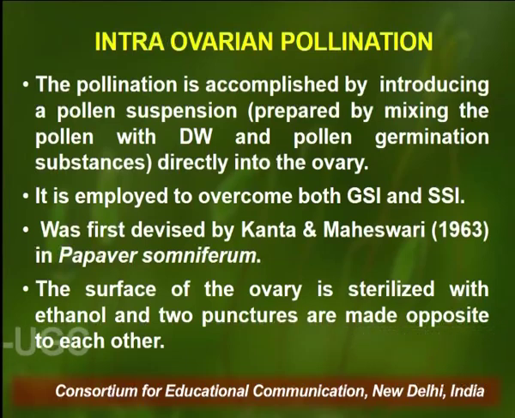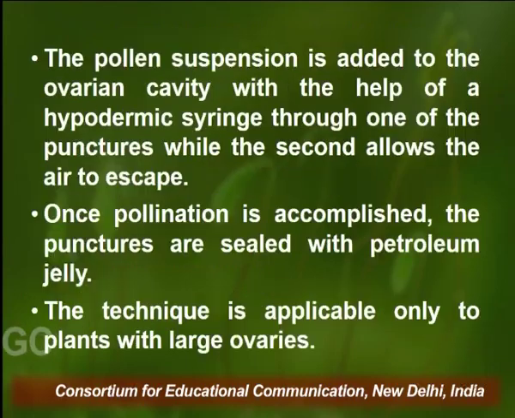So they are directly poured into the ovary, and this method was devised by Kanta and Maheshwari in 1963 in Papaver somniferum. First of all, the surface of the ovary is sterilized with ethanol and two punctures are made opposite to each other. Pollen suspension is added with the help of a hypodermic syringe through one of the punctures. Now the second puncture is to allow the air to escape.